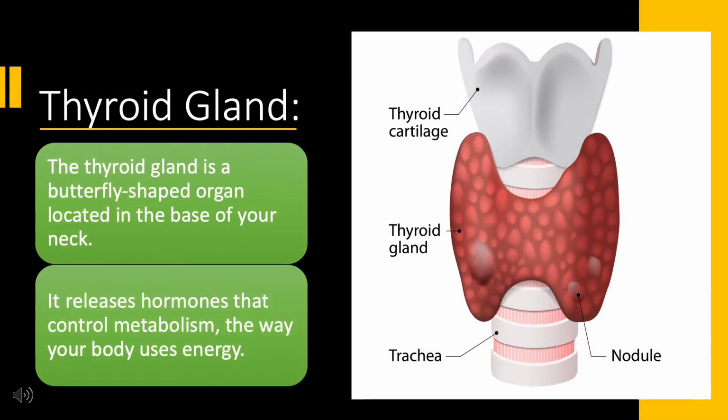The thyroid gland is a butterfly-shaped organ located at the base of your neck. It releases hormones that control metabolism, the way your body uses energy.